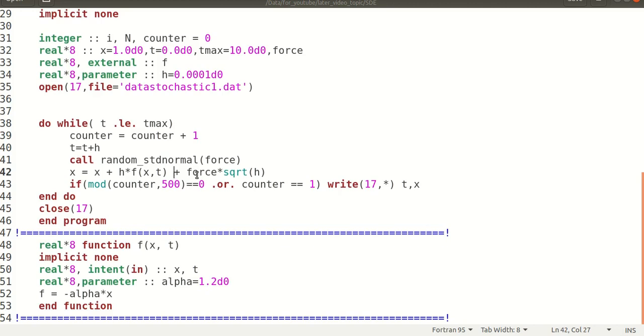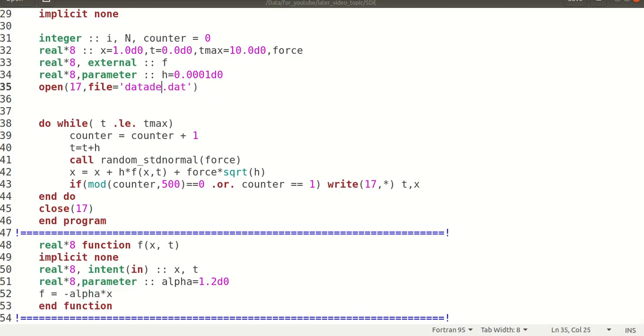And if you switch off this part of the code, then it will be an ordinary differential equation, and you will get an exponentially decaying solution, because you know that if dx/dt is minus alpha x, then the solution x of t will be x0 times e to the power minus alpha t. That will be your solution. So let me first try that one.